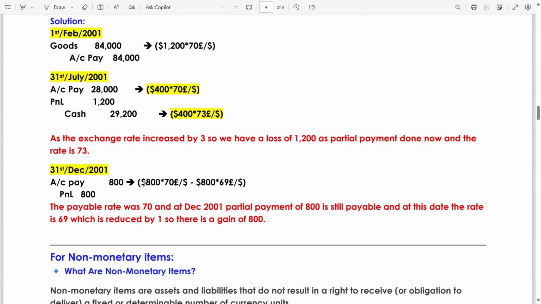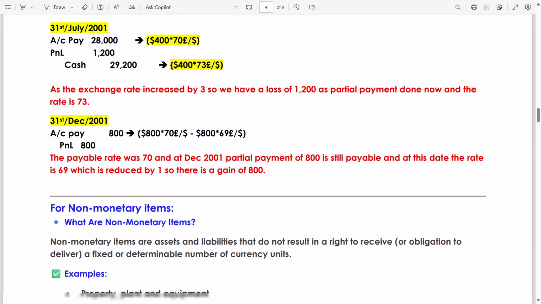How 800? 800 multiplied by 70, where 70 is the rate on the date when this transaction happened, 1st Feb 2001, and 800 multiplied by 69, where 69 is the exchange rate on 31st December. The payable rate was 70, and at December 2001, the remaining 800 is still payable, and at this date the rate is 69, which is reduced by 1. So there is a gain of 800.